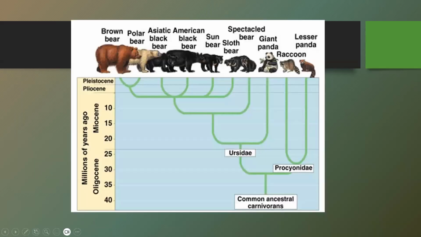Looking at bears, there's some interesting things to notice here about their relationships with each other. Notice, for example, the brown bear is more closely related to the polar bear than the brown bear is related to the American black bear. Also, over time, you may have heard things like, are pandas really a bear? They are in family Ursidae, so they are a bear. But some other species here, like the raccoon and the lesser panda, are actually not in family Ursidae. They're separate in this raccoon family.